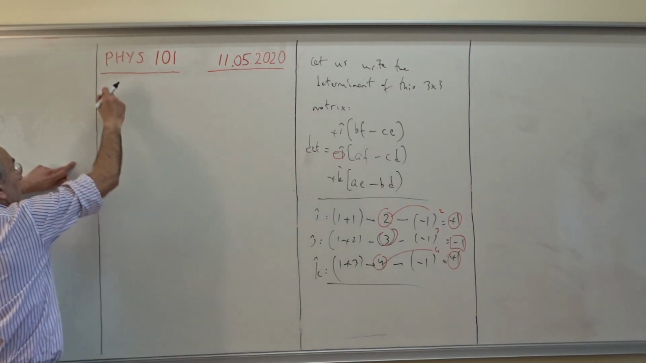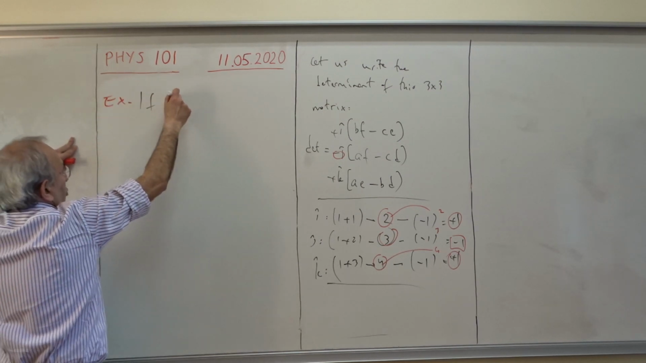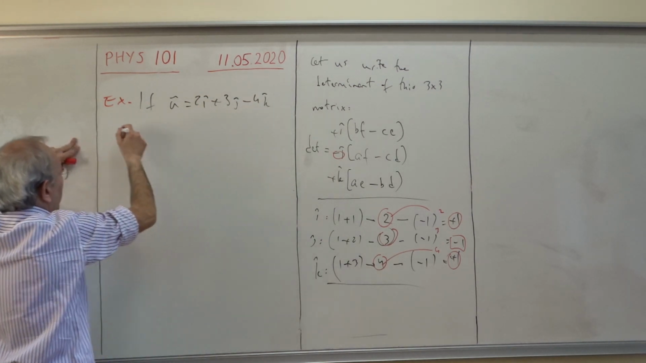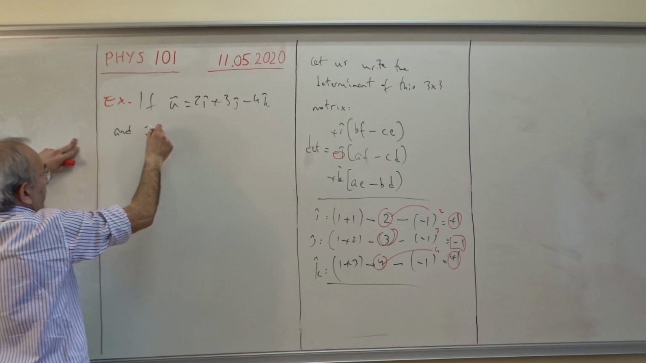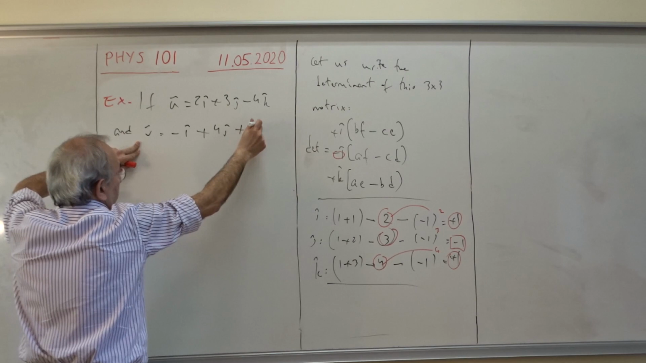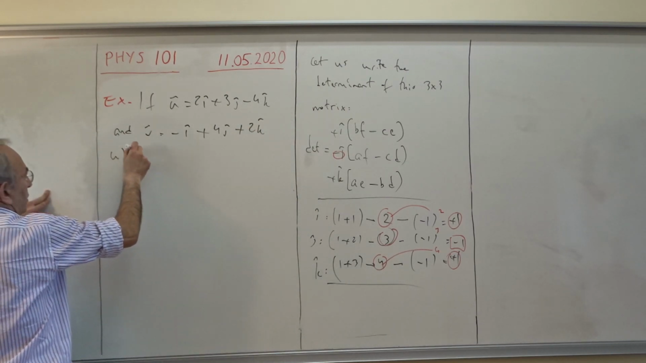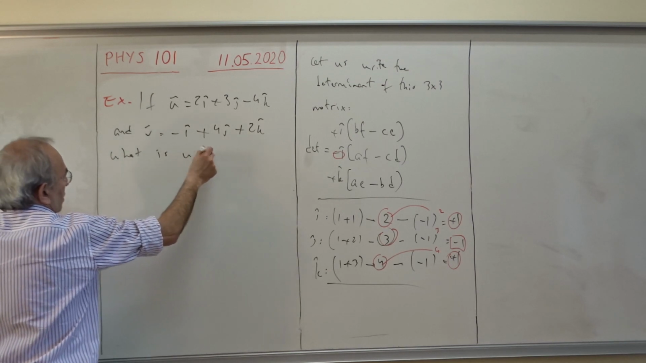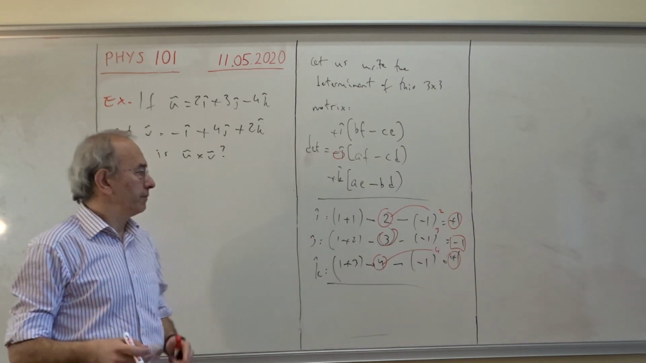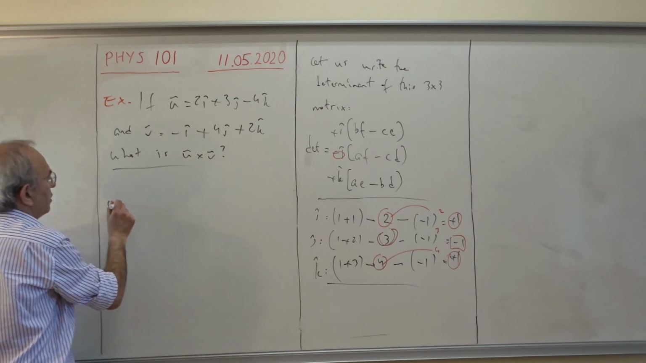For instance, if u is equal to 2i plus 3j minus 4k, and the other vector v is minus i plus 4j plus 2k, what is u cross v? It is a simple application, just based on this idea. So it is easily found.